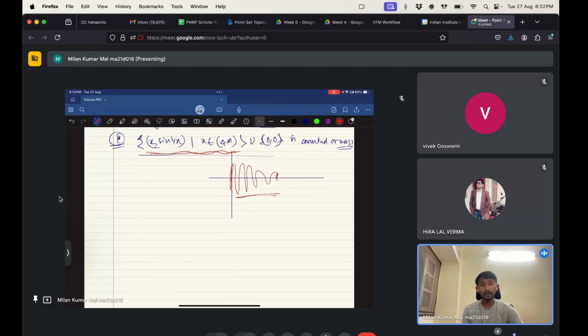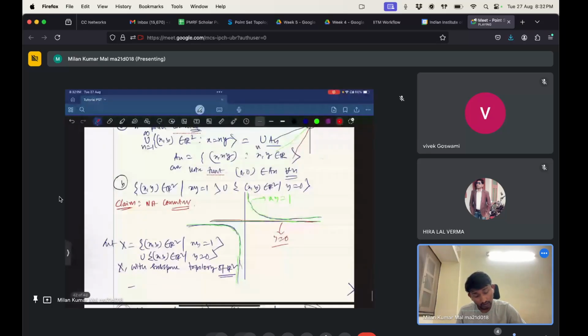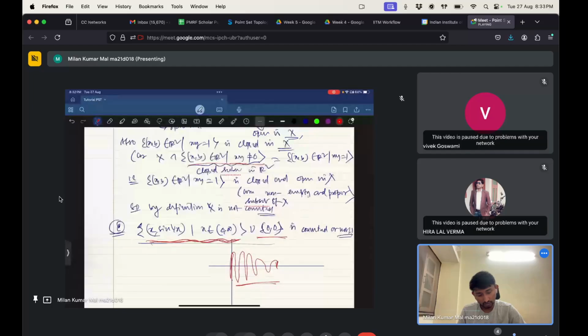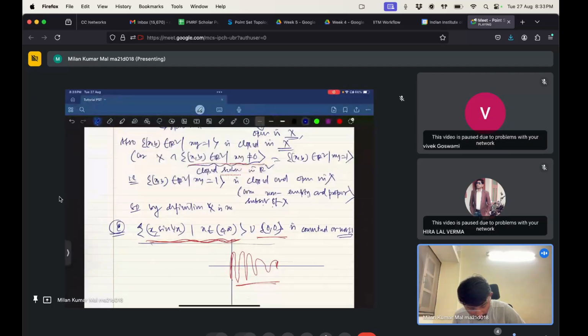So for any two points I will have a path, which means this set is path connected. But what we will prove is that this set with the point (0, 0) is not path connected. Sorry, I wrote the wrong thing here. By definition, X is not connected, so not path connected.